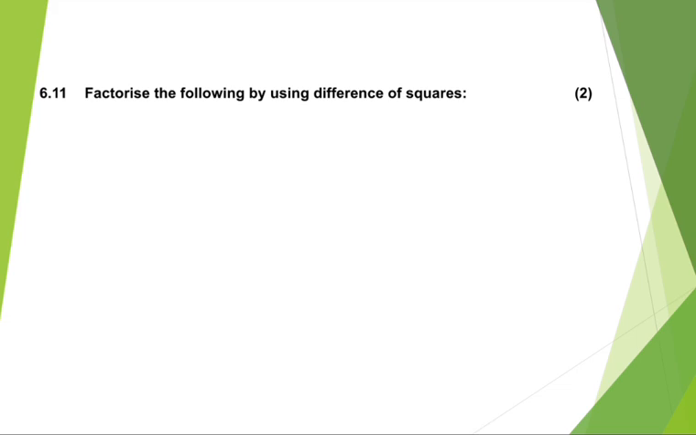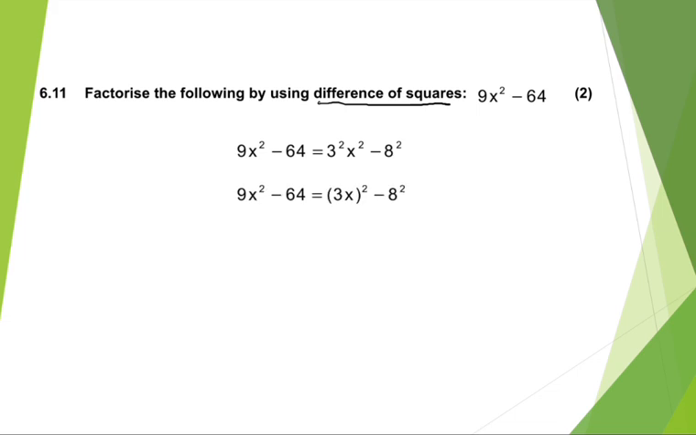Then move on to the next. Factorize the following by using difference of two squares. This was specific, using difference of two squares. So it was easy. Let's write it here as 3 squared x squared minus 8 squared. So that's a difference of two squares. Then you put (3x) all squared minus 8 squared. Then I've now open two brackets: (3x - 8)(3x + 8), and you're done.